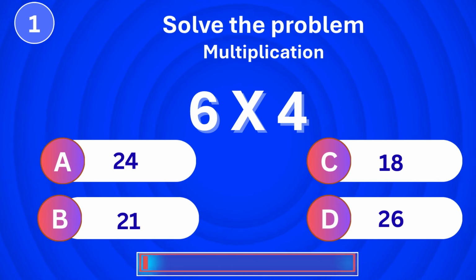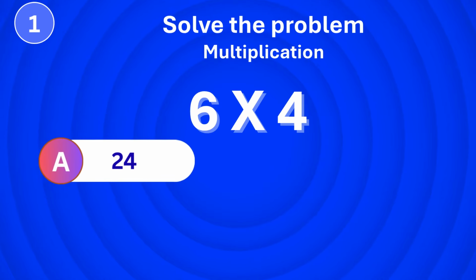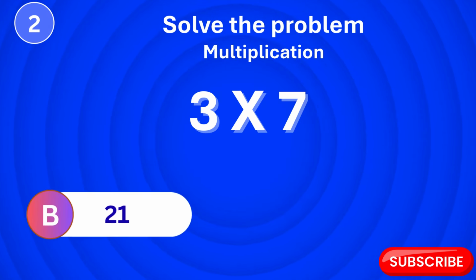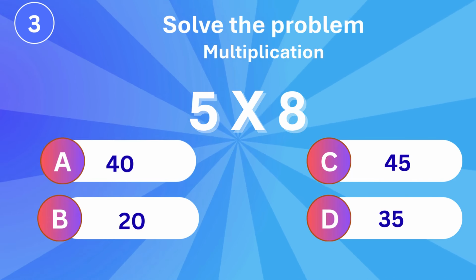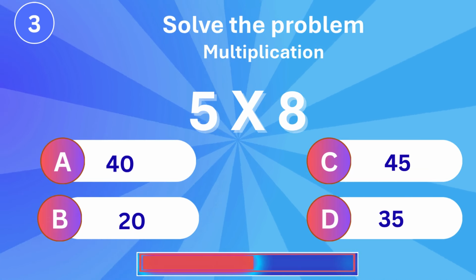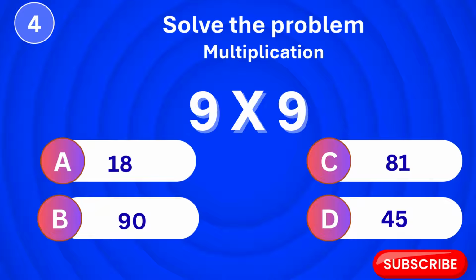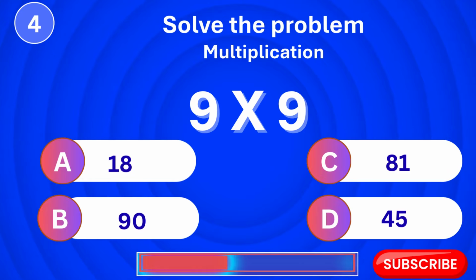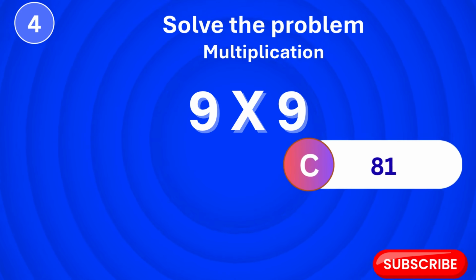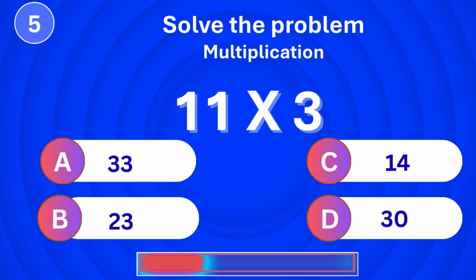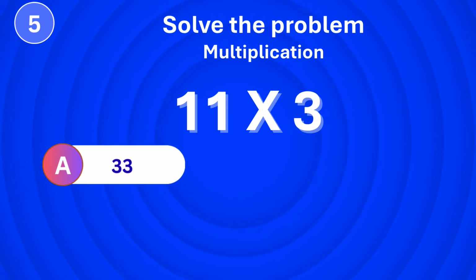What is 6 times 4? 24. What is 3 times 7? 21. What is 5 times 8? 40. What is 9 times 9? 81. What is 11 times 3? 33.